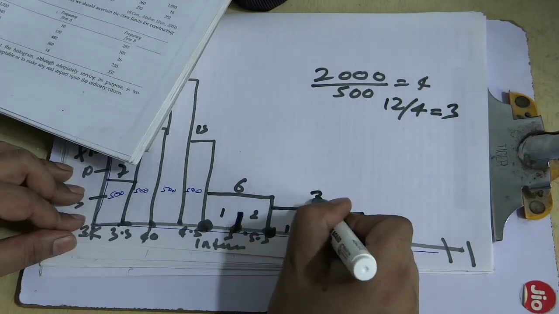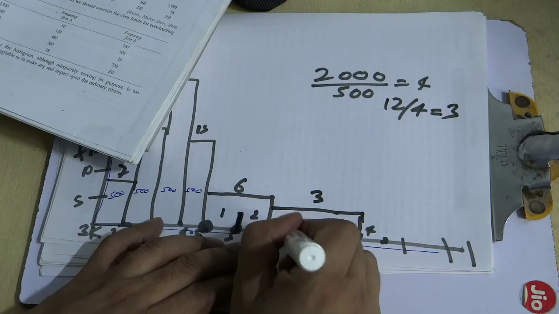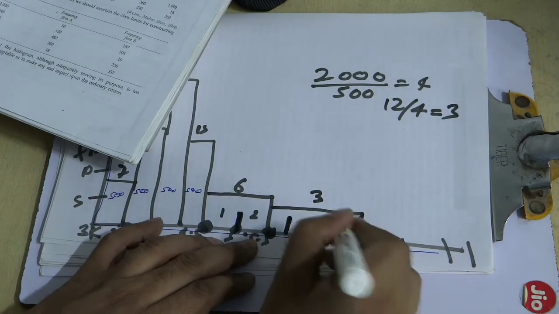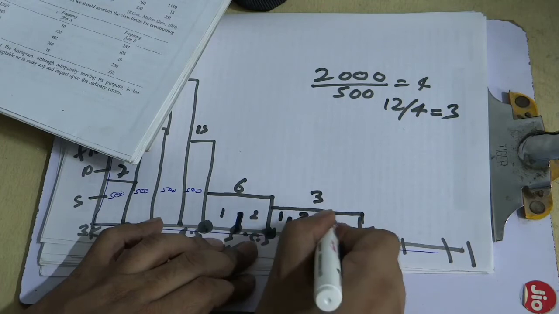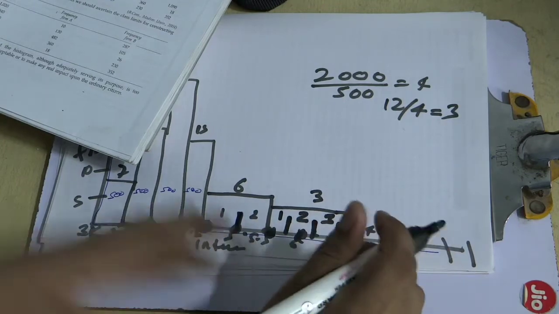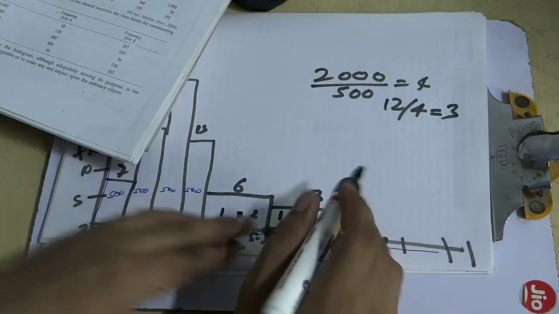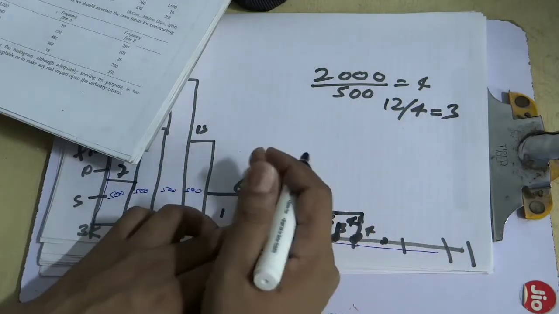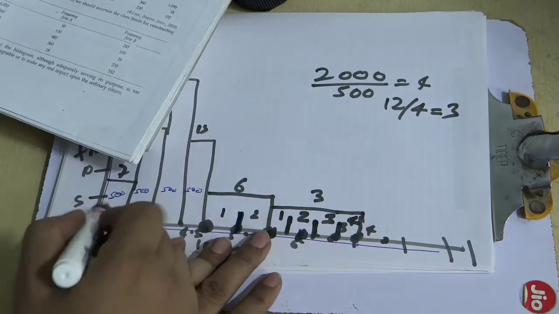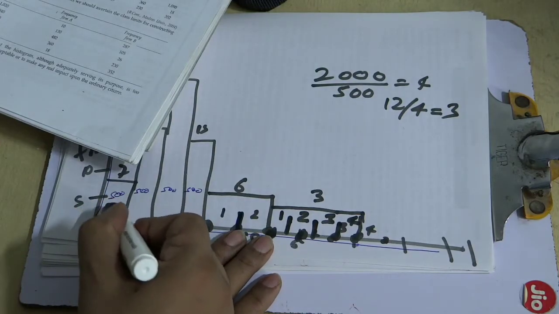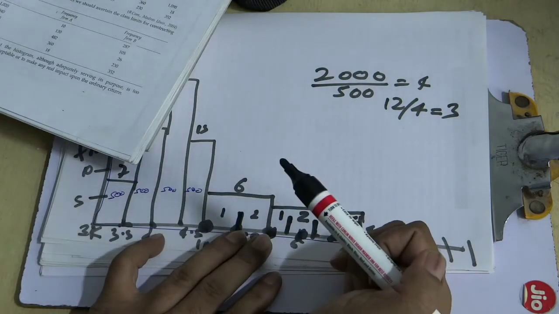We will write 3 and we will mark this 1 2 3, it will be 4. Where is the 4? This is 1, this is 2, this is 3, this is 4. So it simply means 4 times 3. Why 4 times 3? Because we are calculating data with a class interval of 500.